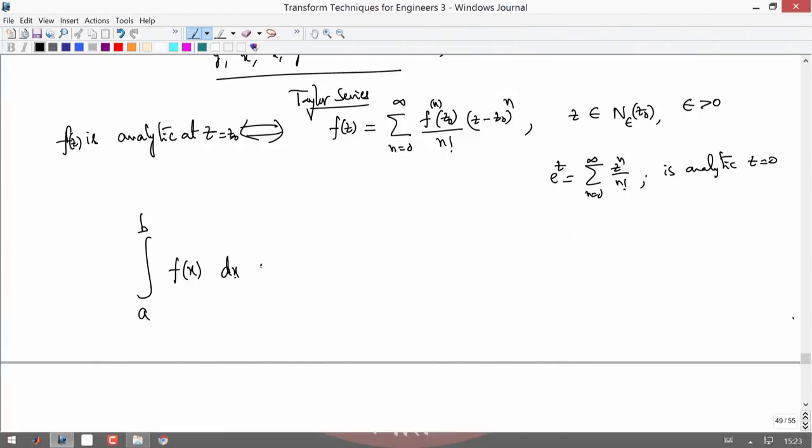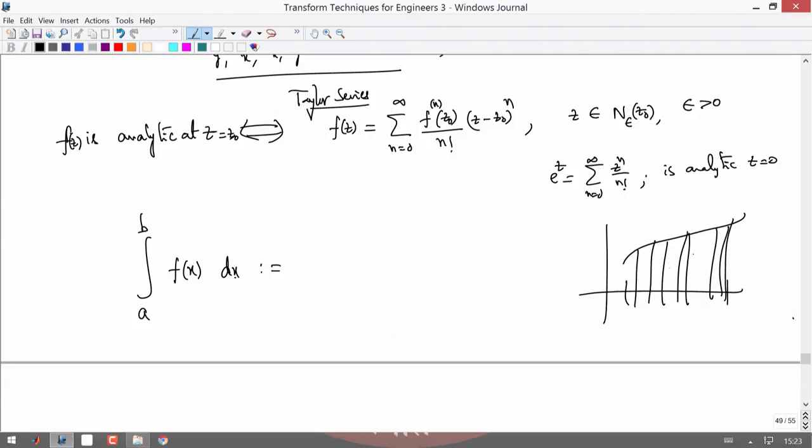By definition, this is the area under the curve. You can represent this as a curve between a and b. You break this into equal parts as rectangles, and finally take delta x going to 0. The area under this curve is exactly a limit of the summation of f at x i star times x i minus x i minus 1, which is exactly your delta x i. The point x i star is somewhere between x i and x i plus 1; you can take any point in between, and i runs from 1 to n.